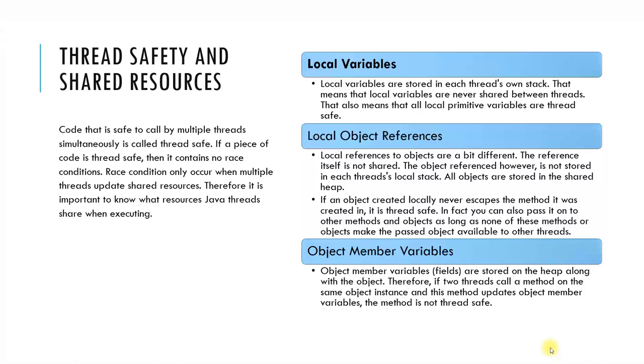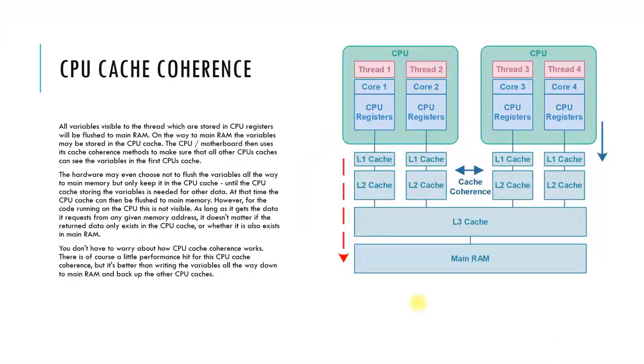Object member variables. Object member variables are stored on the heap along with the object. Therefore, if two threads call a method on the same object instance and this method updates the object member variables, it can take different values. So the method is not thread safe in this case. Also there is a mechanism called CPU cache coherence.